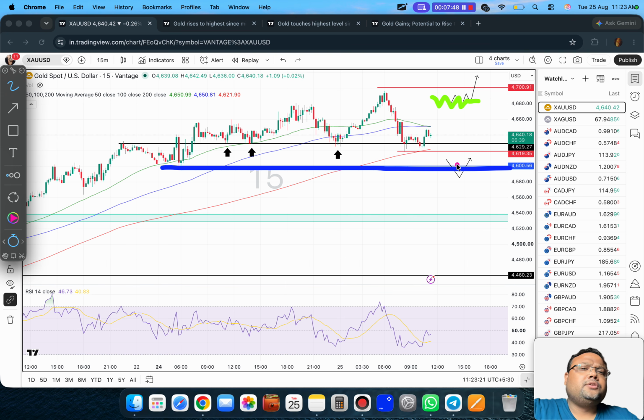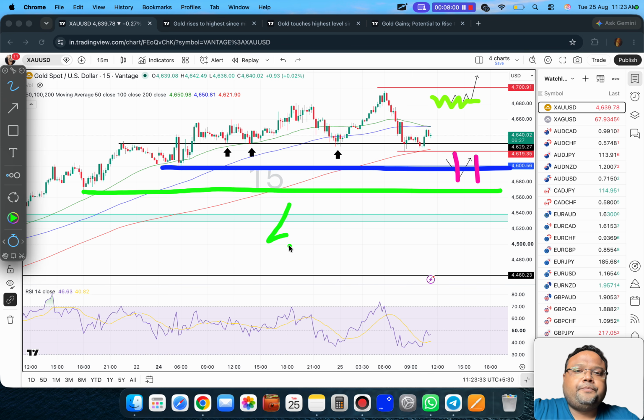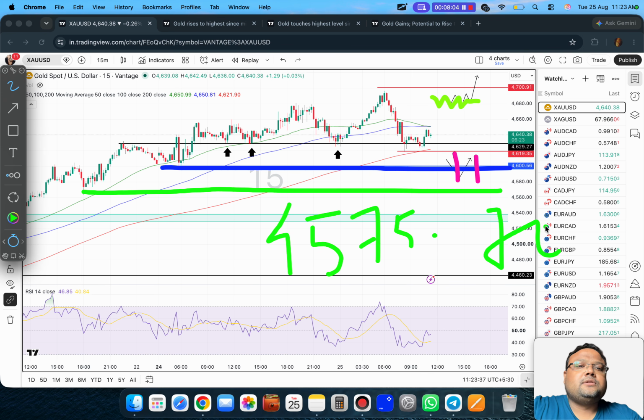And as we all know, gold is full of surprises, isn't it? So in case the market breaks 4600 with heavy volume, in that case this level will come to the rescue: 4575. In this situation, we can look for a buy around 4575. If something crazy happens, if unexpected selling pressure comes up, let's wait and watch.